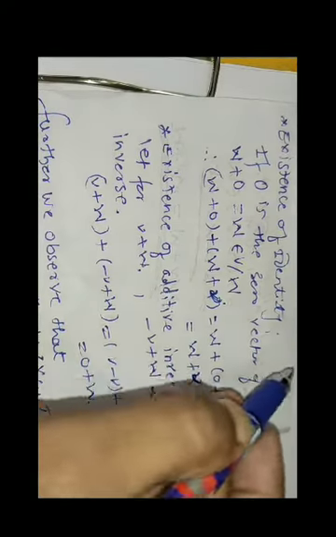So these are two properties, commutativity of addition and associativity. Now next is the existence of identity.